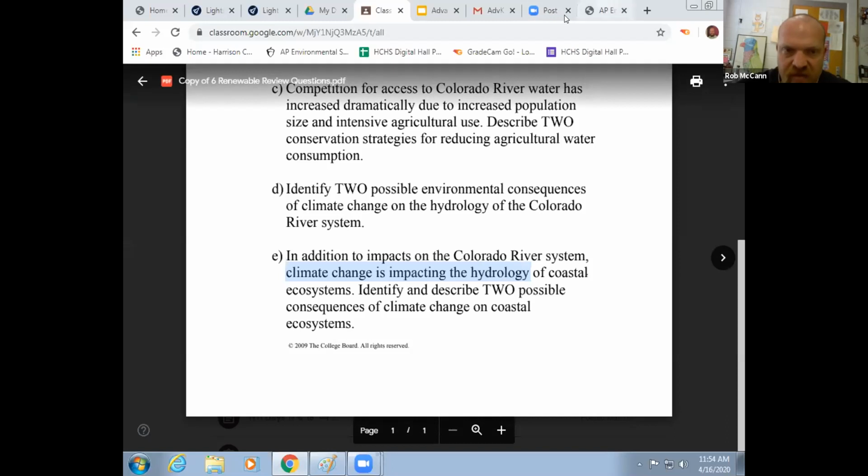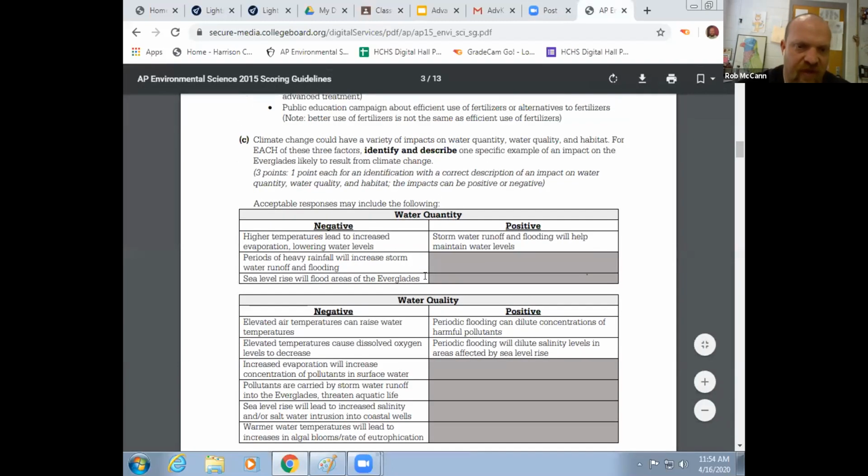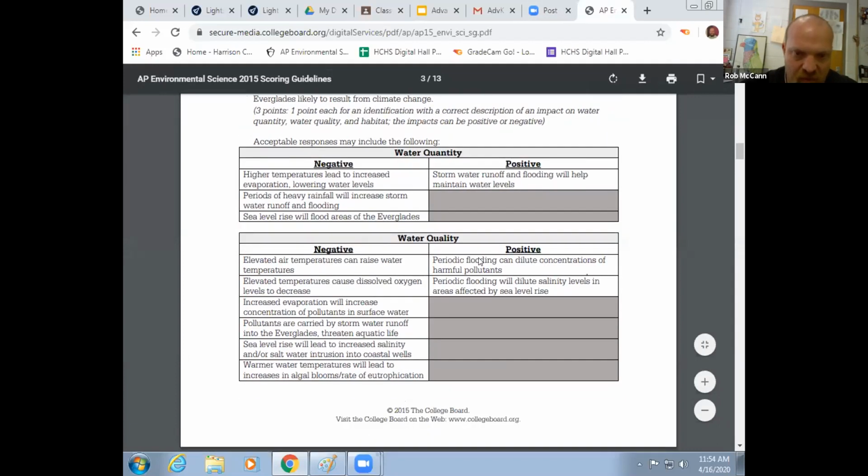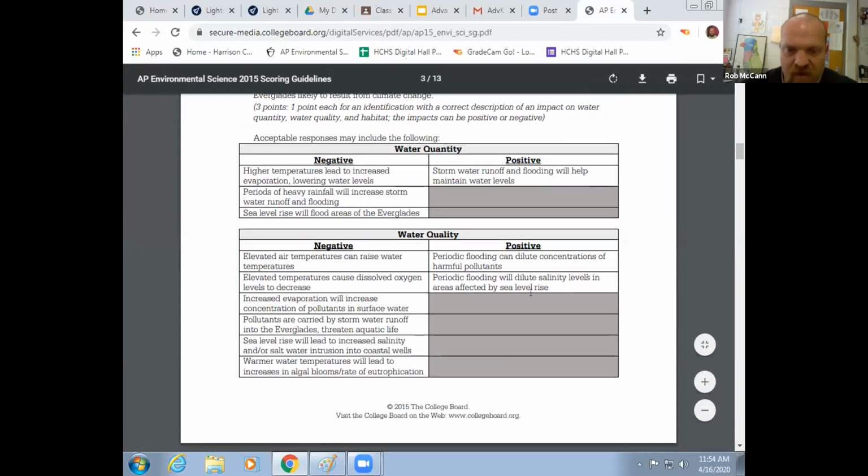I had another one here for you. This was 2015, okay? It says climate change could have a variety of impacts on water quality, water quantity, and habitat. And then it went through a whole process here of describing a negative water quality or a positive water quality, quantity, I keep saying quality, sorry, or a negative quality or positive quality, and then there was habitat here.